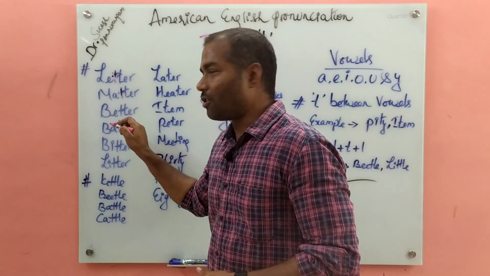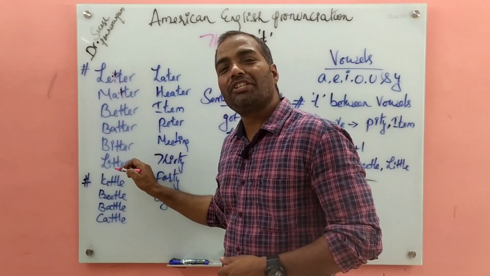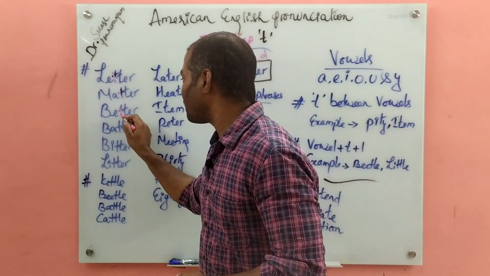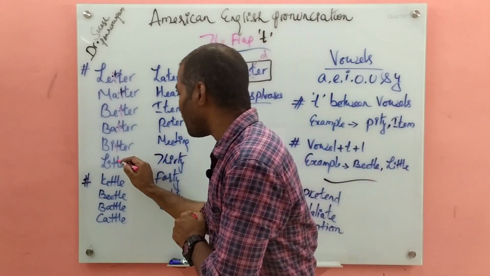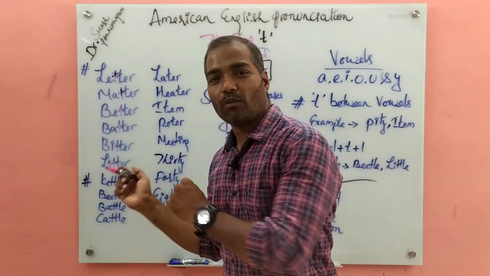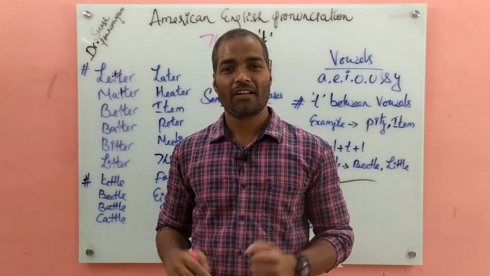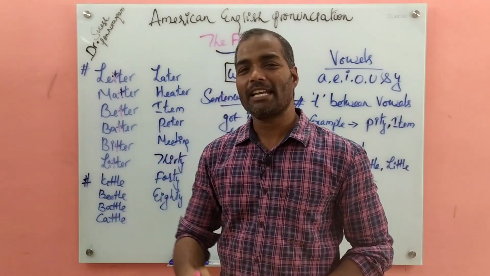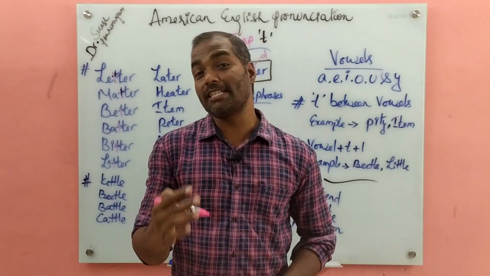Similarly, better, batter, bitter, litter. You see that? In all of these, one of the T's is silent, and you will find vowels in between the T's of all these words. You understood? Great. So if you find the T in between the vowels, the T is pronounced like the D.